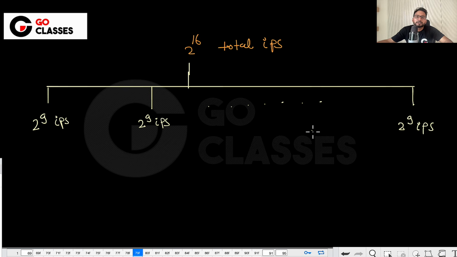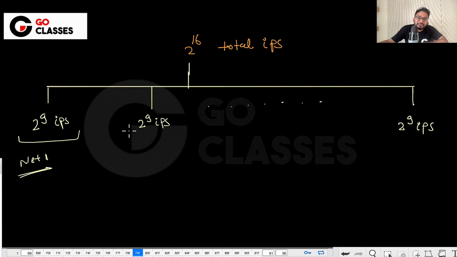Don't worry about the subnetting and all. It is just a pure aptitude question I'm doing. Suppose 2^16 chocolates are there with me. Then I'm dividing into 2^9 groups, 2^9, 2^9, some groups. I mean 2^7 such groups are there, but the number of groups is also not of much interest. This first group of IPs I can assign to network 1. That's fine, right?